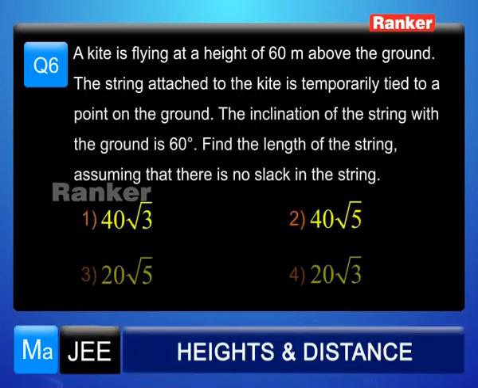Question number 6. A kite is flying at a height of 60 meters from above the ground. The string attached to the kite is temporarily tied to a point on the ground. The inclination of the string with the ground is 60 degrees. Find the length of the string assuming that there is no slack in the string. First option 40 root 3, second option 40 root 5, third option 20 root 5 and fourth option 20 root 3.